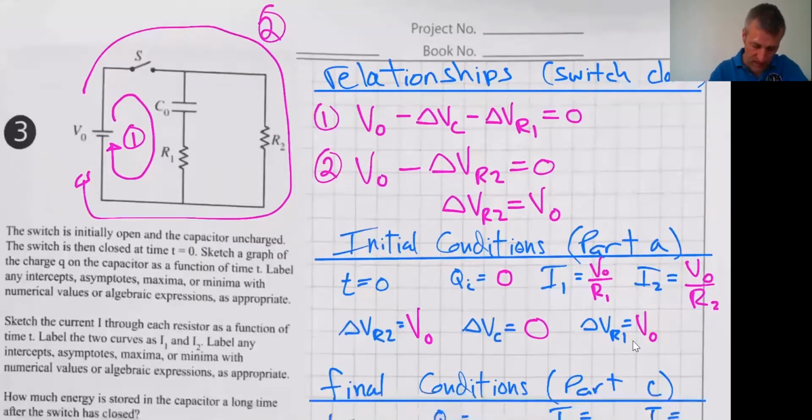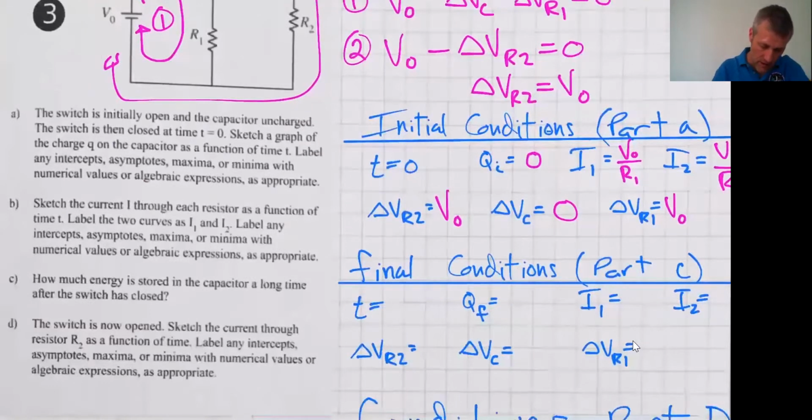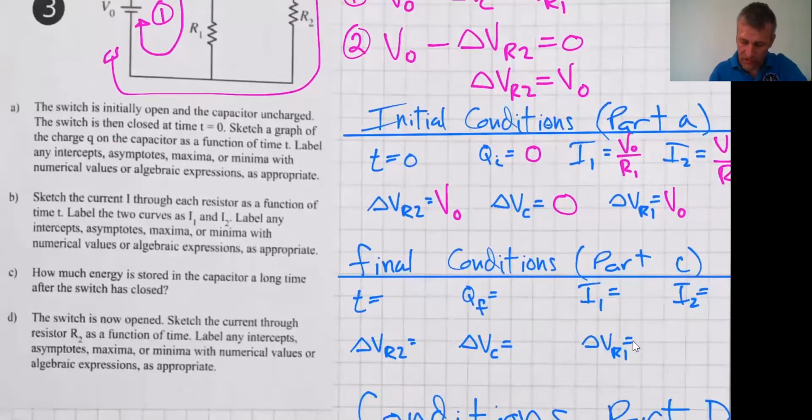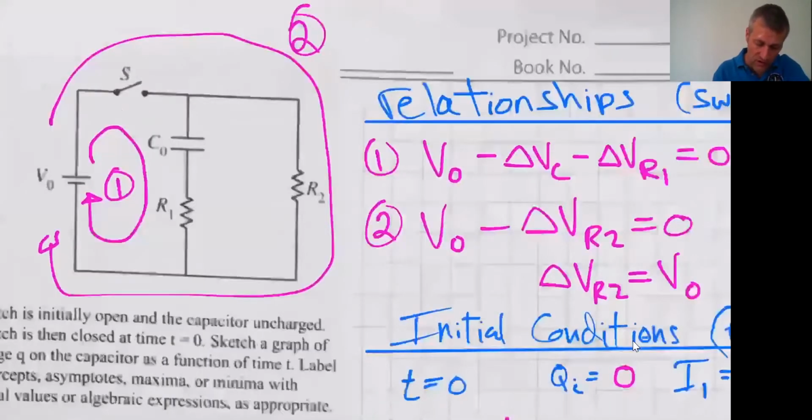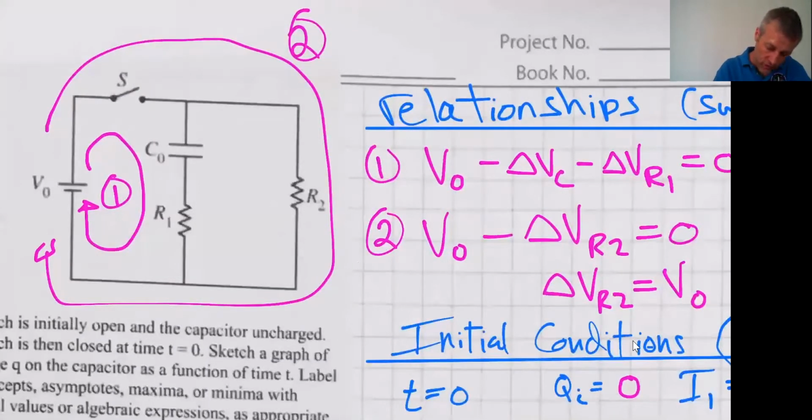In part C, they ask us how much energy is stored in the capacitor a long time after the switch is closed. So let's think about the conditions a long time after the switch is closed. A long time after the switch is closed, all of the voltage drop is going to be across the capacitor, and no current is going to be running through R1. We will still have current flowing through R2, but no current will be coming down that middle branch.